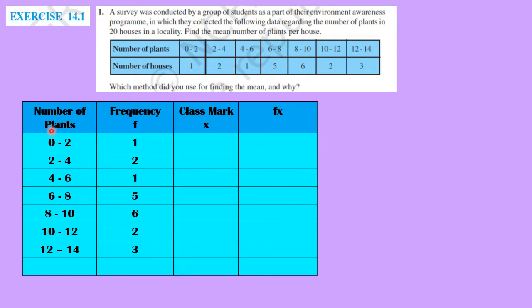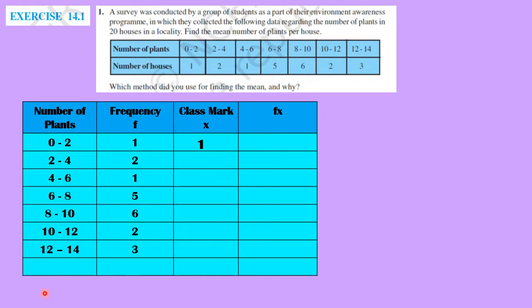So number of plants, or we can put it as class. This is the class 0, 2, 2, 4, 4, 6, 6, 8, 8, 10, 10, 12, 12, 14. And the number of houses, that means the frequency of each class, is also given. Next we need to find class mark. How will we find the class mark? Class mark means average of the upper class limit and lower class limit. Here upper class limit 2, lower class limit 0. So 0 plus 2 divided by 2 is equal to 1. So class mark is equal to 1.